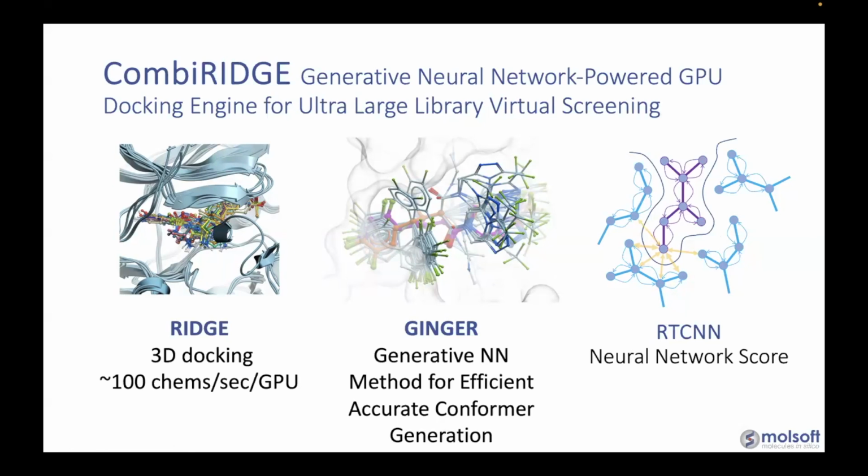So this combined approach of these three methods enables CombiRIDGE to run. And it allows you to optimize specific R groups within a scaffold, but also to efficiently explore ultra-large chemical spaces and ultra-large combinatorial libraries. And this makes previously intractable screening campaigns both feasible and practical.